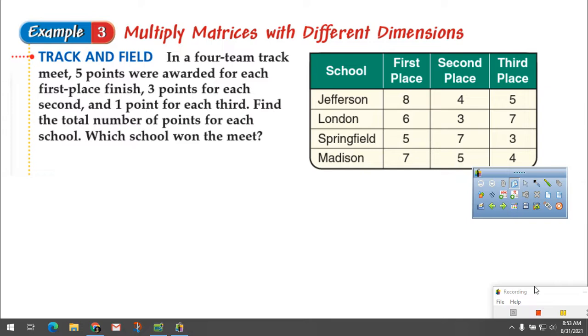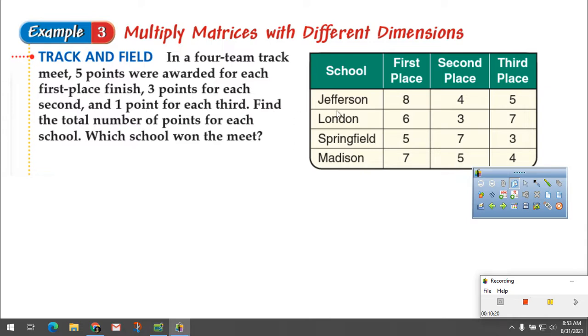Alright, example 3 says multiply matrices with different dimensions. Alright, in a 14-track meet, 5 points were awarded for each first place finish, 3 points for each second, and 1 point for each third. Find the total number of points for each school. Which school won the meet?